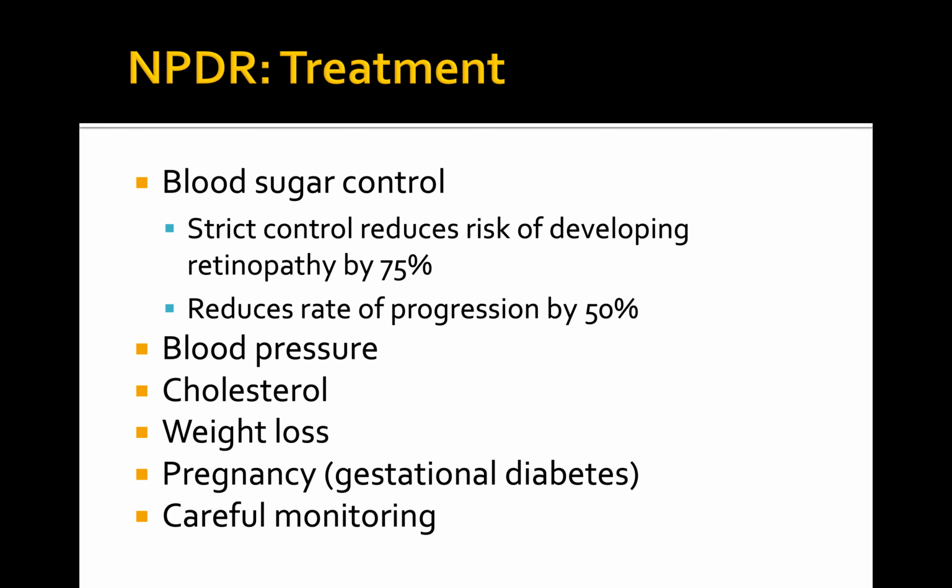Well, how do we treat it? Well, first you have to address the underlying condition. Address the blood sugar. Strict control can reduce the risk of developing retinopathy by up to 75%, and it can reduce the rate of progression of disease by up to 50%. That's incredible. We have to urge patients to do a better job controlling their blood sugar. In addition, controlling their blood pressure, cholesterol, reducing weight, and monitoring very carefully those that are pregnant are critical in managing patients with non-proliferative disease.